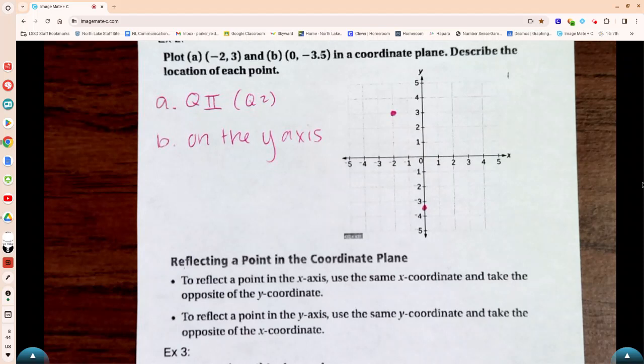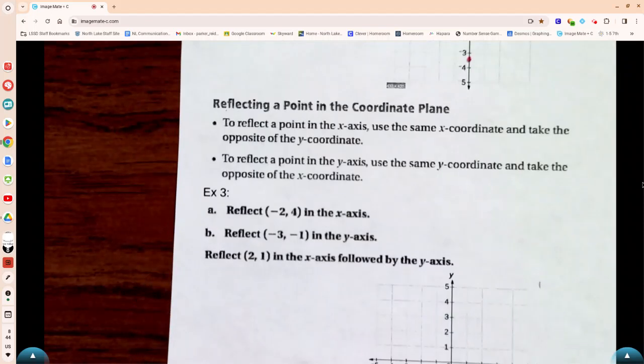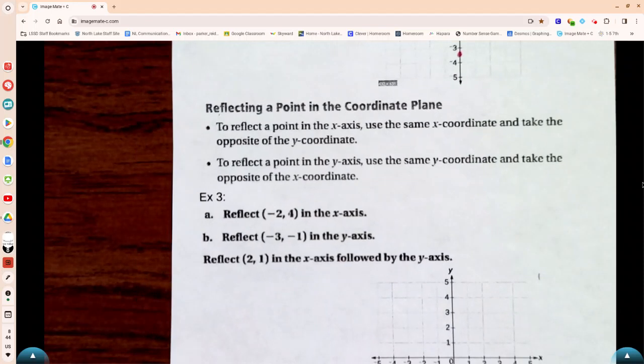Okay. So the last thing we're going to do, we've now talked about how to graph the location of points. We're now going to go into reflecting points. So when we reflect a point in the coordinate plane, that means to reflect either over the y-axis, so treat the y-axis like a mirror and hop to the other side, or reflect over the x-axis. Again, treat the x-axis like a mirror and hop over the other side. Sometimes we reflect over both axes, so that means you're going to have to move twice. First over the y, then over the x.